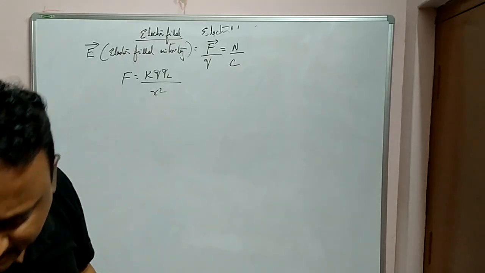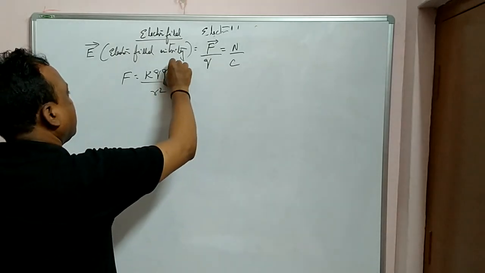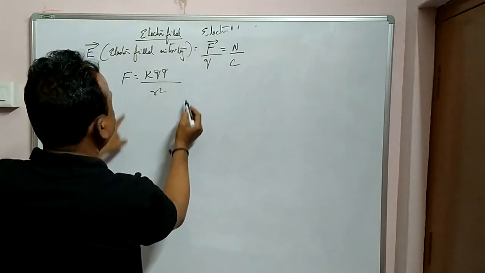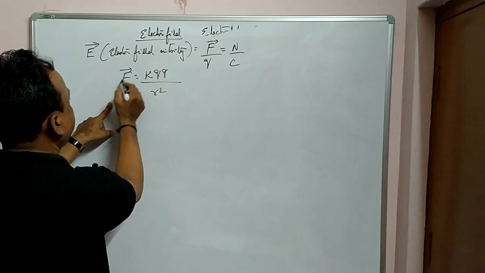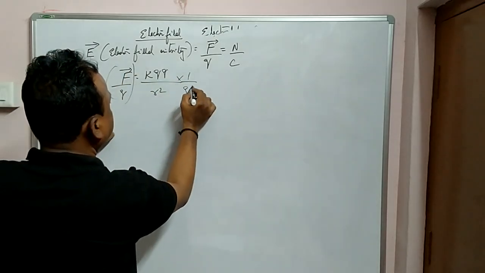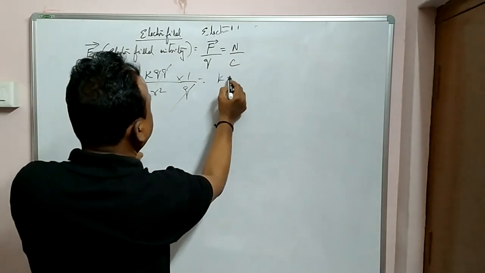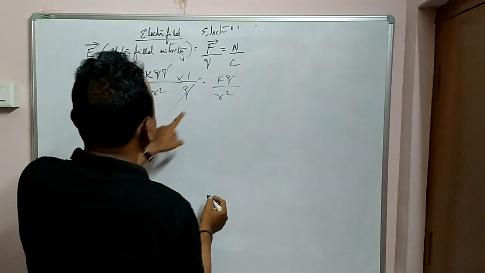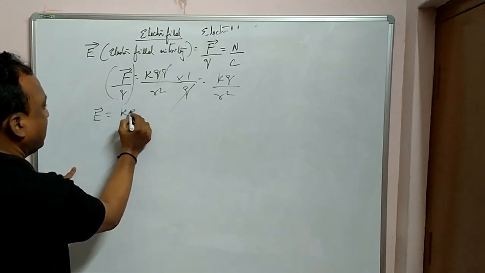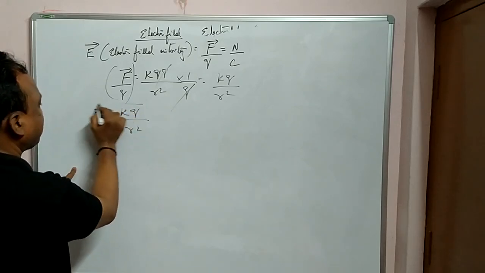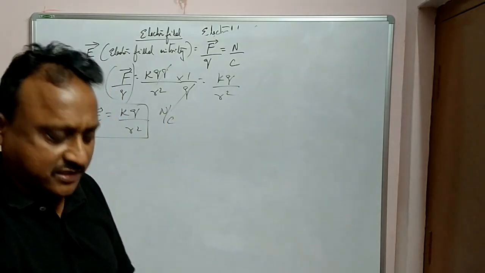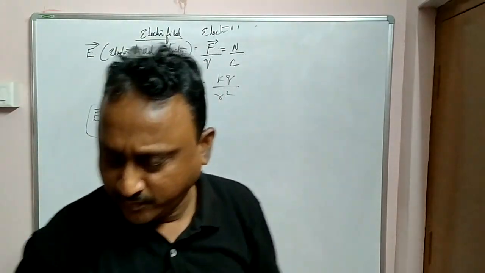Suppose if same charges, Q into Q, that is Q square by D square. F by Q, we have to divide, right? So when you divide with Q, what happens here? Q gets cancelled, KQ by R square. So the formula for electric field intensity E bar is equal to KQ by R square, Newton per coulomb. This formula is also very, very important while solving numericals, please.